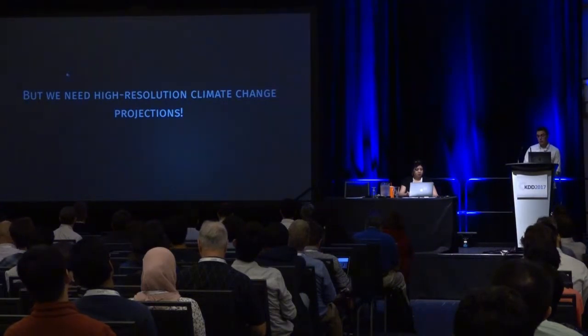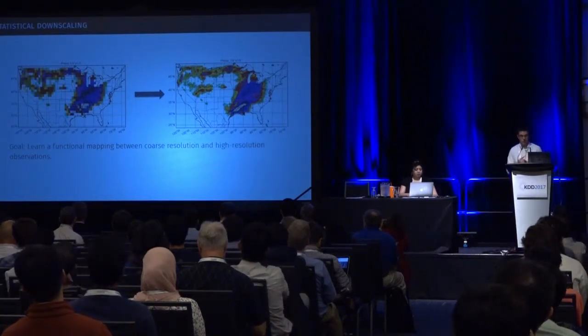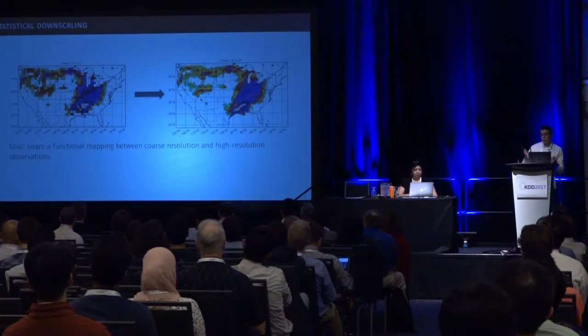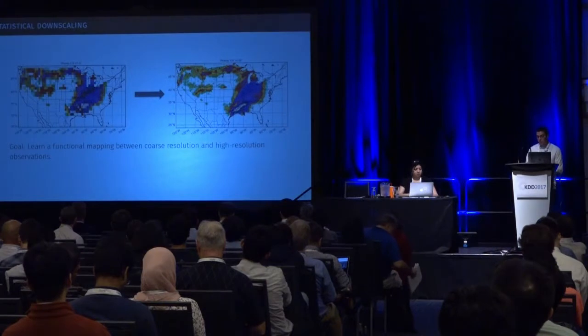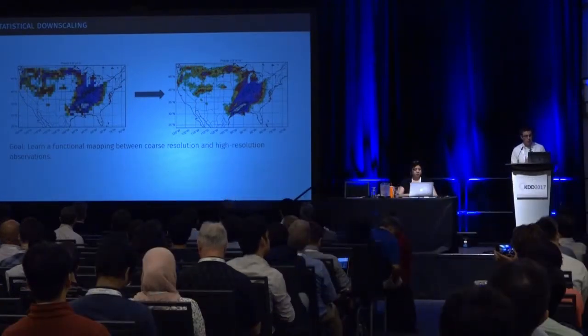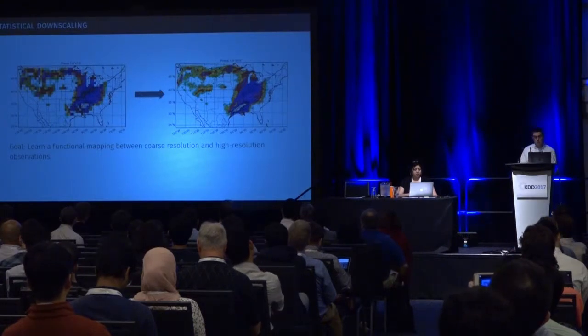But we need to get high resolution climate change projections. And that problem in climate is called statistical downscaling. So statistical downscaling is the process where we want to find this functional mapping between a low resolution climate data set and a high resolution one. So throughout the rest of this talk, I'm going to be talking about precipitation, and this is an example here. On the right-hand side, we have 1/8 of a degree, right? So this is about 12 kilometers. And on the left side, this is about 1 degree, so about 100 kilometers, right? So we need to do an 8x resolution increase in this example.